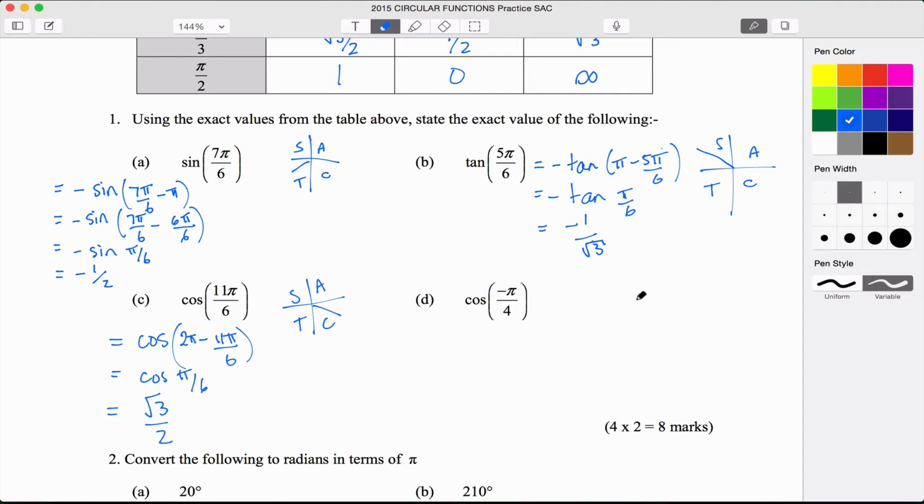Final example, cos negative pi over 4. So if this is 0, negative's going down here, and it's in this quadrant here. Cos is positive, we're using cos, so we can keep it positive. So this is equal to cos of 0 take away negative pi over 4, which is equal to cos of pi over 4, which using our table is equal to 1 over square root of 2.